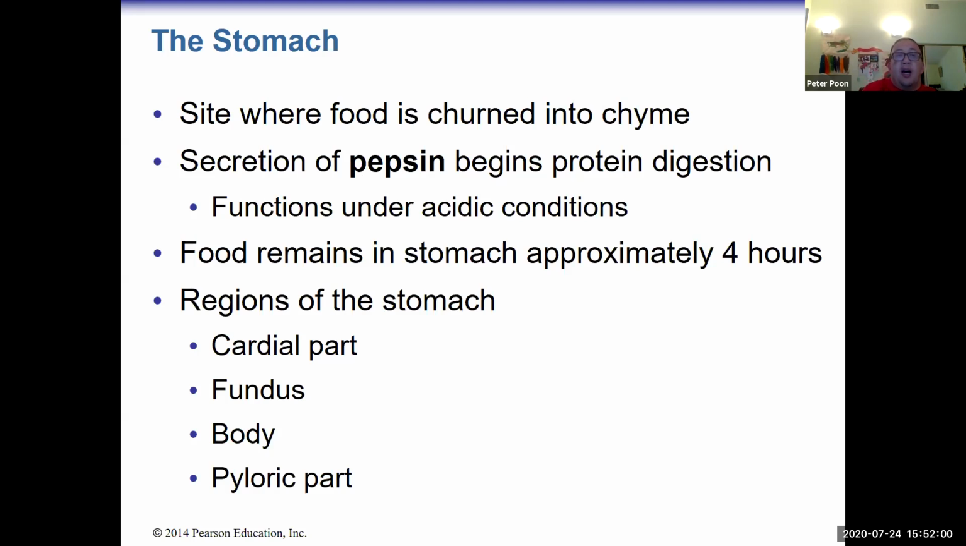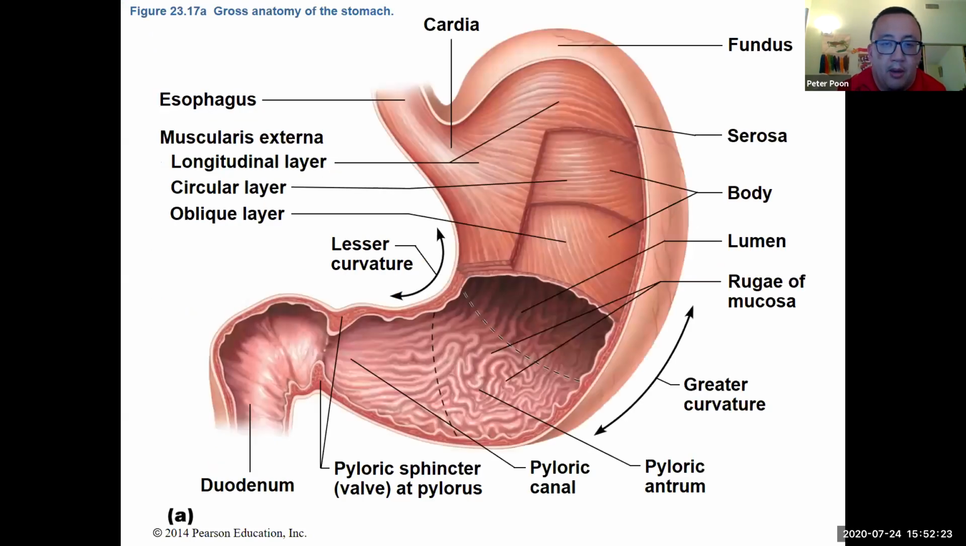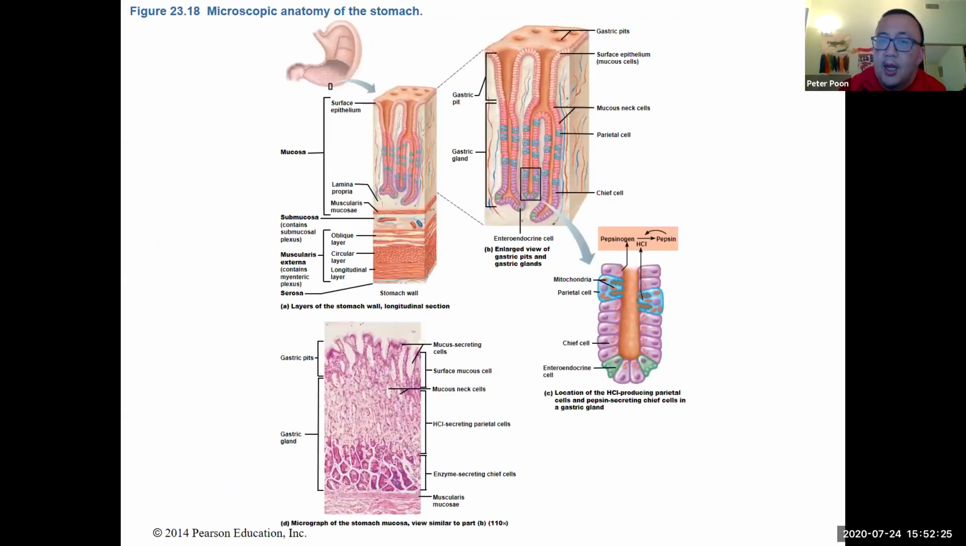The stomach is a site where food is turned into chyme. The secretion of pepsin begins protein digestion. Pepsin is an enzyme that breaks down protein. Let's talk about what that does, and we'll come back to the parts of the stomach in a little bit. If I look at the stomach microscopically, this is what I see.